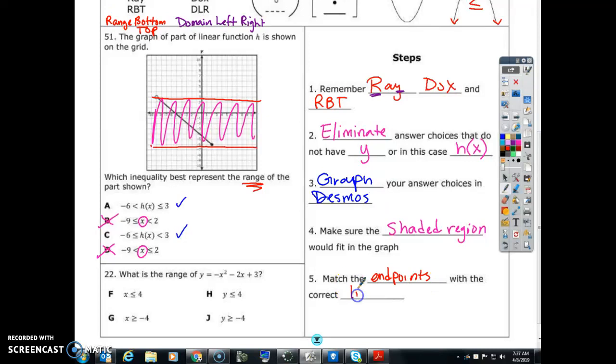With the correct line. So when it's open circles, dotted line, it looks like this. And when it's closed circle, solid line, it looks like this. Right? So because I have a closed circle here, I need that one there. And because I have an open circle here, I need that one there. So this is -6, so -6 has to have this one. And then 3 up here has to have that symbol.